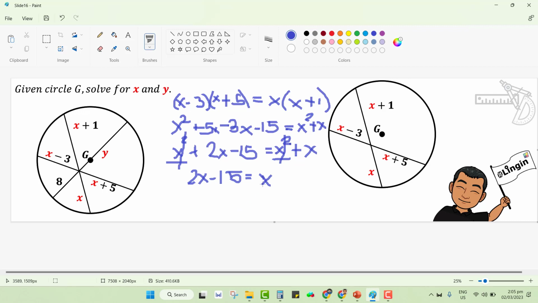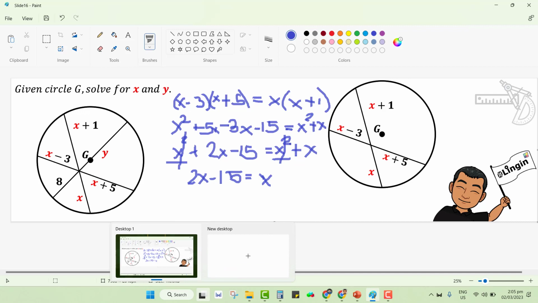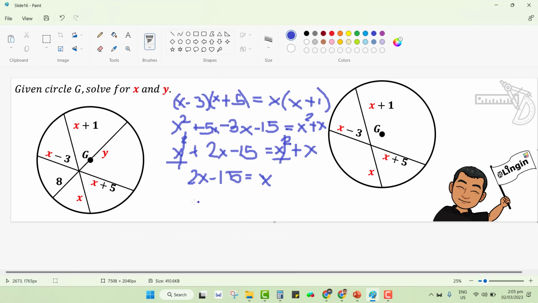And then we manipulate this given expression in order for us to solve for x. So you will have here 2x. By transposing x to this side, you will have minus x. And here, the negative 15 becomes 15. And finally, the value for x, as 2x minus x is just x, is equal to 15. And since there is a side, you will have here 15 units. This is the value of x for the given circle G.